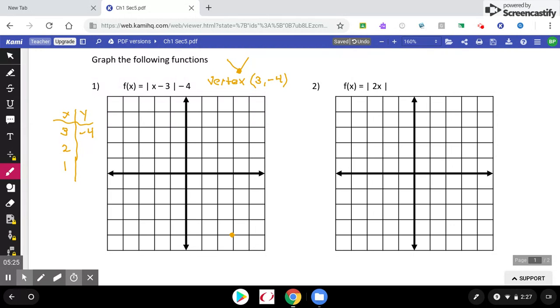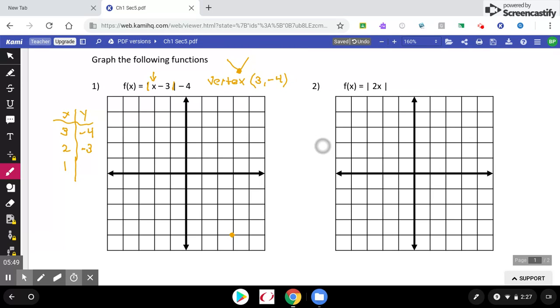So all we have to do is take and plug the 2 in for x. So imagine there is a 2 plugged right there. That would say 2 minus 3, which is negative 1. The absolute value of negative 1 is 1, and 1 minus 4 is negative 3. You could use a calculator for this if you want. Most calculators have an absolute value symbol or function.